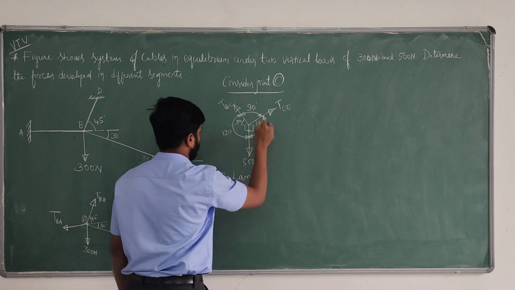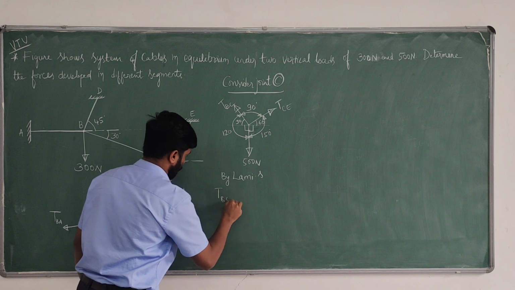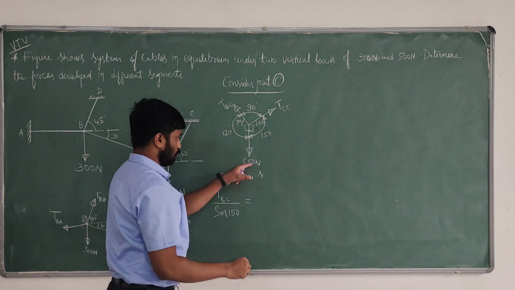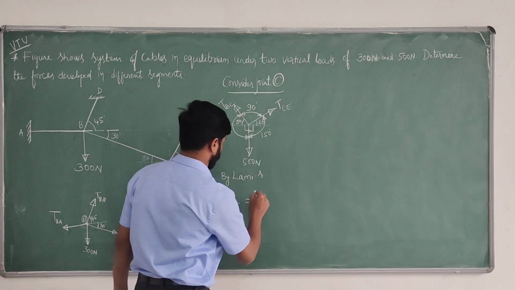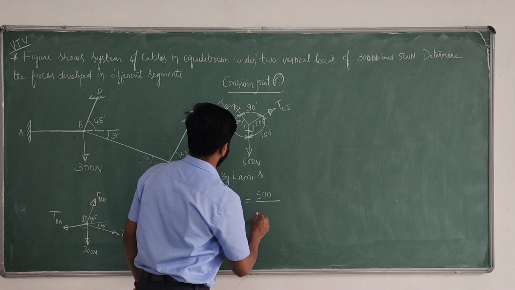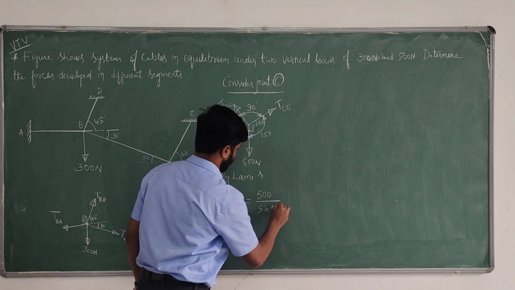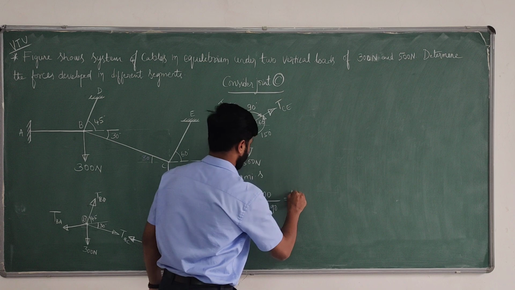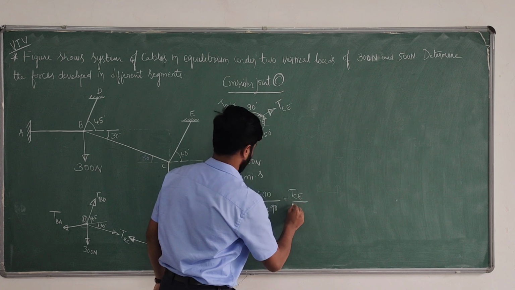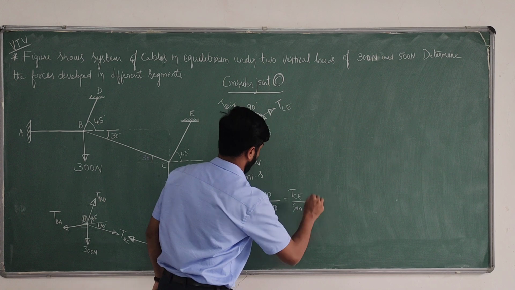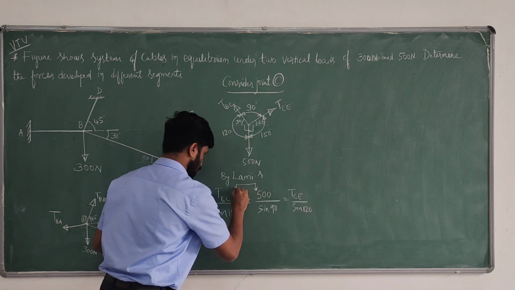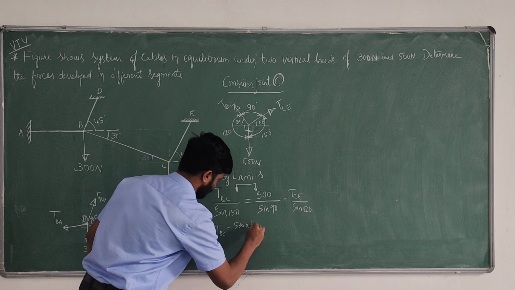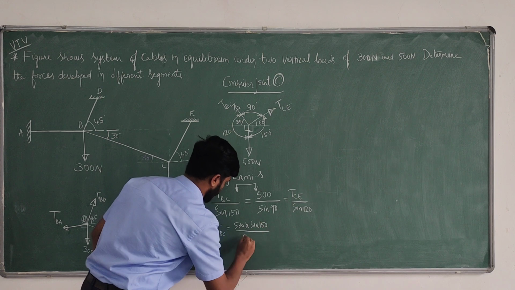By Lami's theorem, TBC divided by sine of 150 equals 500 divided by sine 90, which equals TCE divided by sine of 120, each force divided by the sine of the angle between the other two forces. Now compare these two values. You are getting TBC equals 500 multiplied by sine 150 divided by sine 90.